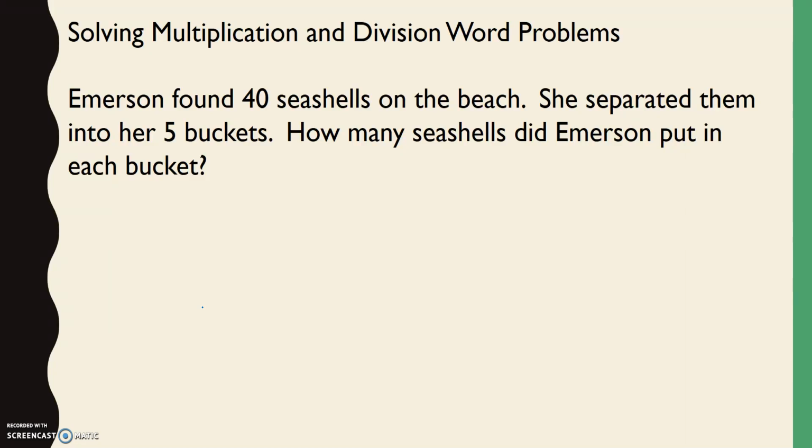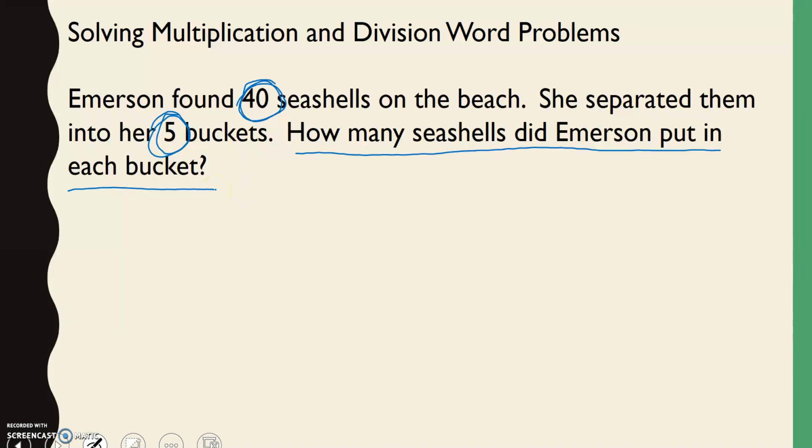Alright, so you've solved it on your own. So now let's look at it. I'm going to circle my numbers: 40 seashells, and she's separating them into her 5 buckets. The question is, how many seashells did Emerson put in each bucket? Some of the key words is she separated them into her 5 buckets. That tells me that she's taking her total amount and putting them into groups. So I'm going to use sharing for 40 divided by 5 equals blank.